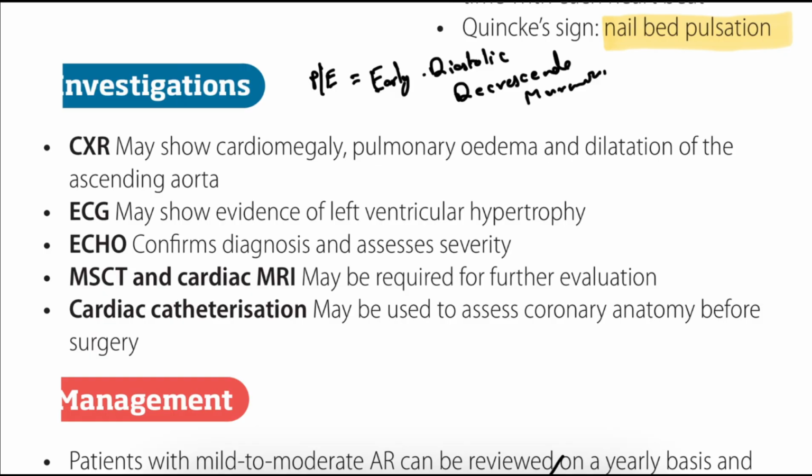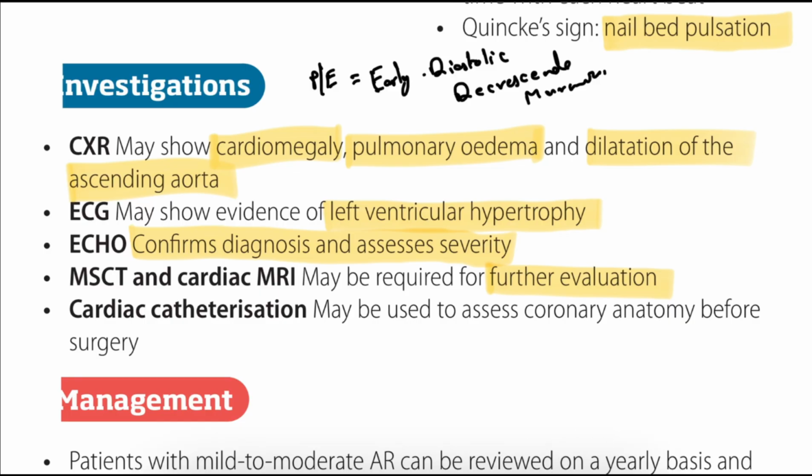In chest X-ray you can see cardiomegaly, pulmonary edema, and dilation of the ascending aorta if the patient has aortic dissection. Next, ECG shows left ventricular hypertrophy. Next we can do echocardiography to confirm the diagnosis and to assess regurgitation severity and left ventricular size and function. We can do MSCT and cardiac MRI in severe cases for further evaluation, and cardiac catheterization may be used to assess coronary anatomy before surgery.